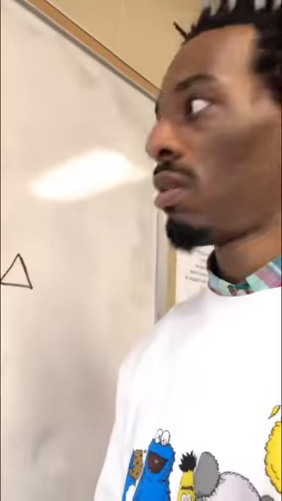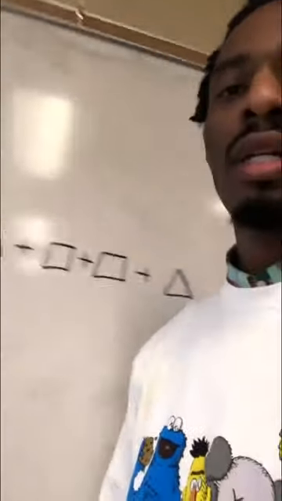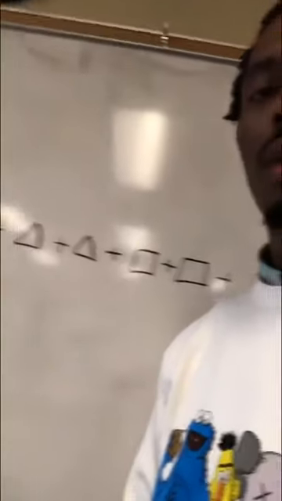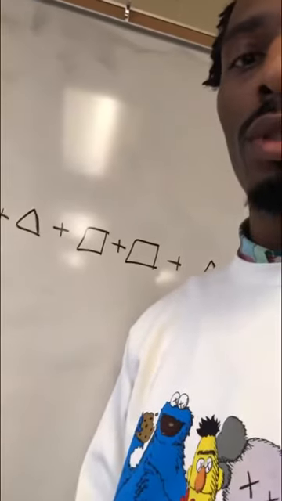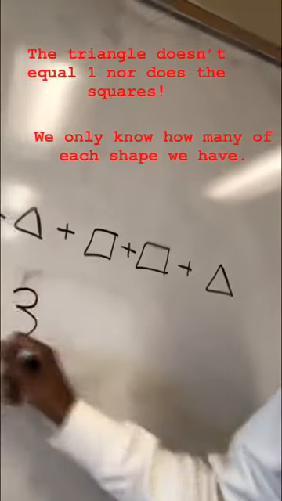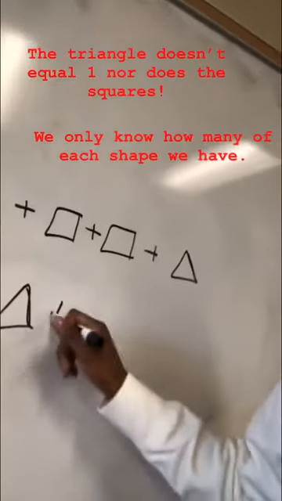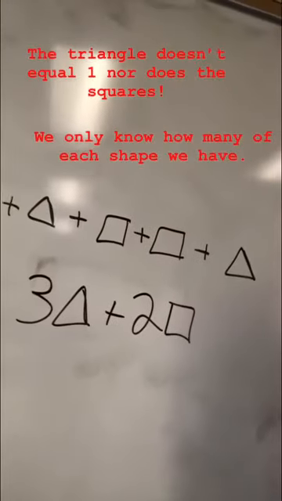Nah. All right, so let's look at this. I have a triangle plus 2 squares plus 2 triangles, right? Notice how I don't see any numbers sitting there, but just by looking at it, you know you have how many squares? 2 of them. Triangles? 3 triangles. So we have 3 triangles plus 2 squares.